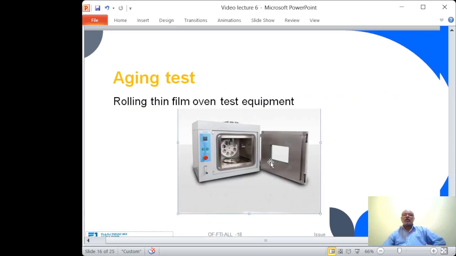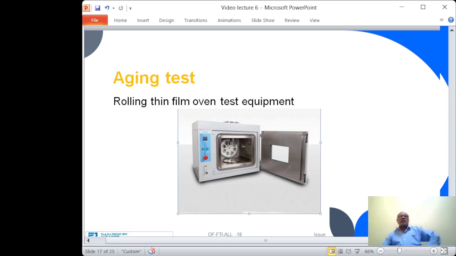In addition to the RTFOT test, other methods such as the thin film oven test (TFOT) and pressure aging vessel (PAV) tests are used to further evaluate the aging characteristics of asphalt. By combining these tests, researchers can develop strategies to enhance the longevity and performance of asphalt in road construction. Now let's see the details of the rolling thin film oven test.